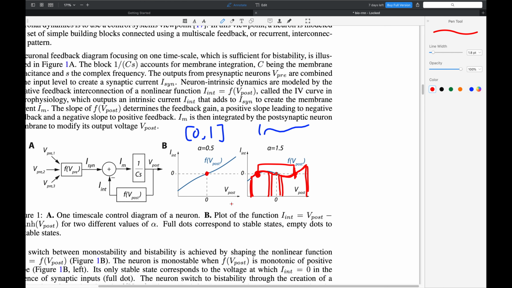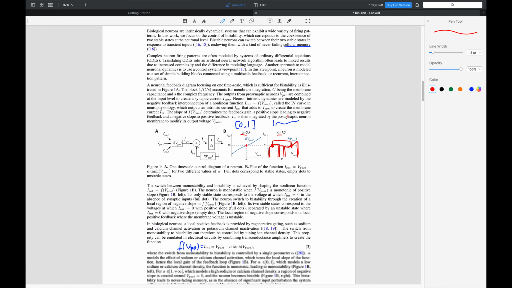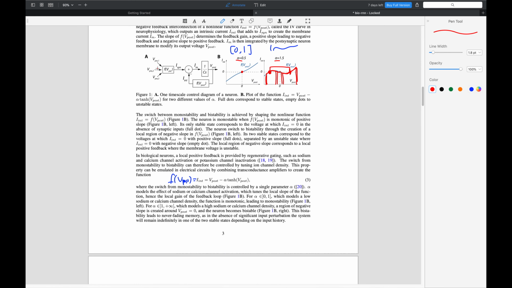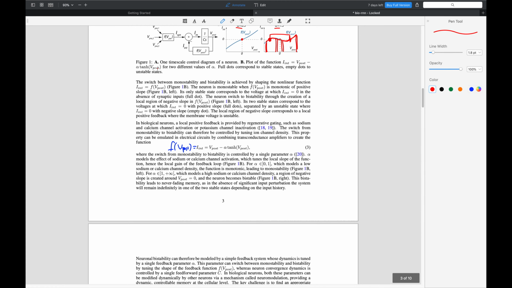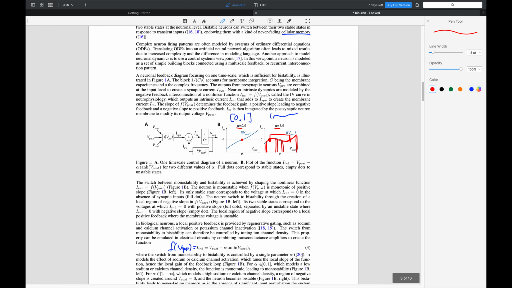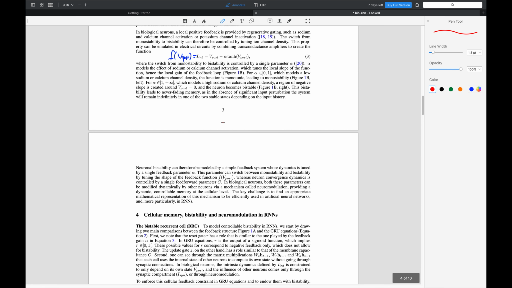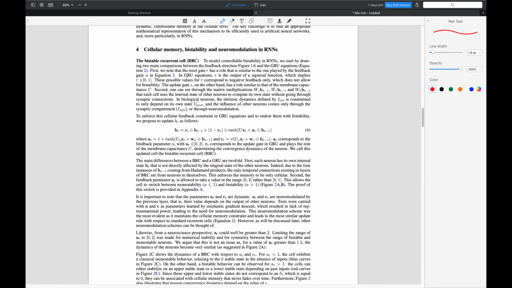I think this is a really interesting concept, because by altering this value alpha, you can determine whether this network is bistable or not, which is similar to how biological neurons work, because they can work dynamically by choosing the type of firing patterns they make. Because this is the property of how actual biological neurons perform bistability, the authors try to put this into recurrent neural networks.